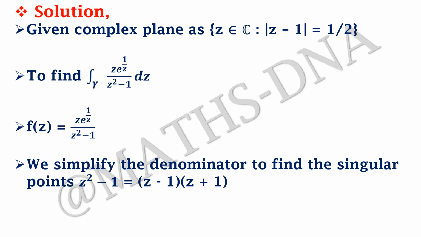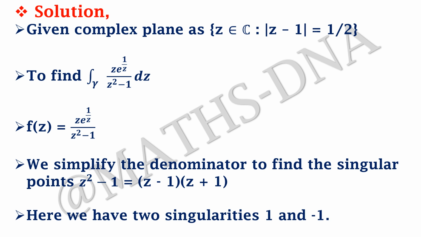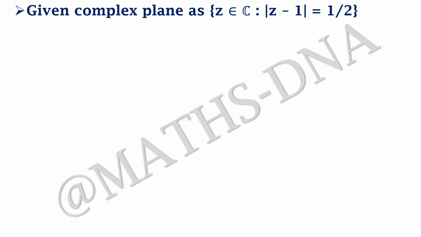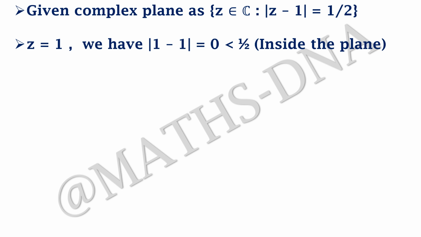That will give us z square minus 1 equals z minus 1 and z plus 1, which means that there are two singularities, one at 1, another at minus 1. Now we check which of the given points is inside the complex plane and which is outside. Because if it is outside, we do not need to solve it. We just need to find the residue at the point that is inside.